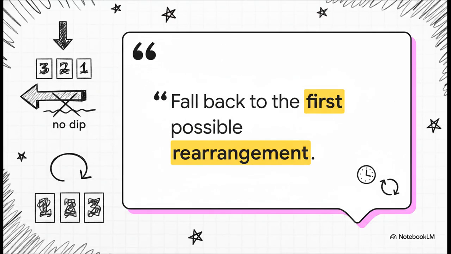But wait, we do have to address a major edge case here. What if we scan from right to left and there's no dip at all? What if the array is just 3, 2, 1? Well, that means the entire array is already in descending order. It's the absolute highest, very last permutation possible. In this case, as the rule states, you simply fall back to the first possible rearrangement. You literally just reverse the entire array to get 1, 2, 3, and you're completely done.